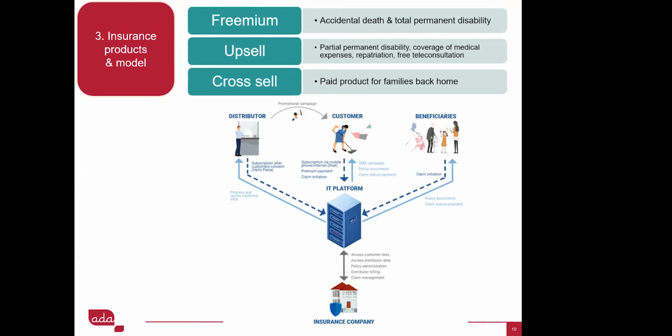As you can see, the IT platform is really at the center of it all. This is the platform that was developed by Democrance, and it allows every stakeholder to be part of the equation. It speaks to the MIS of the distributor by processing and reviewing customer data. It speaks to the customers through subscriptions, premium payments, and claims, and is also able to send SMS campaigns and marketing material. And it also speaks to the beneficiaries by providing them with claims and policy documentation.